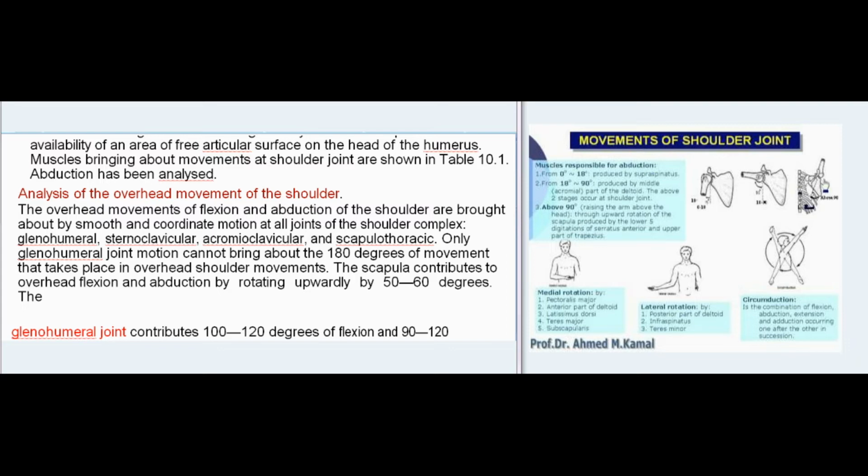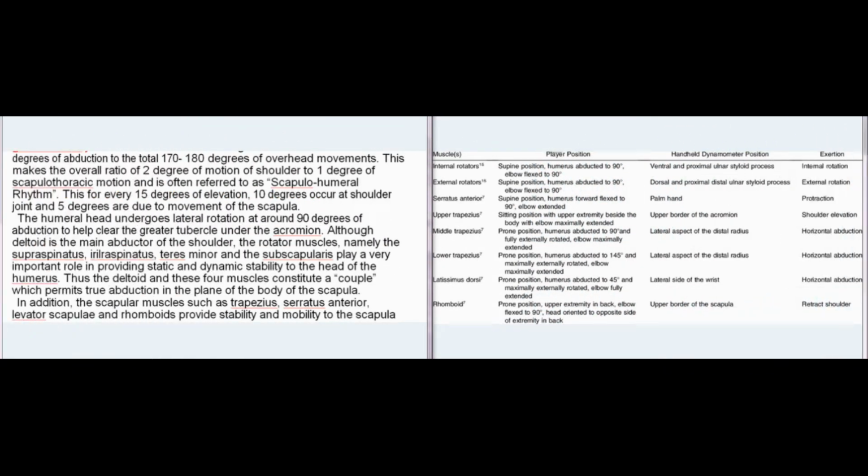The scapula contributes to overhead flexion and abduction by rotating upwardly by 50-60 degrees. The glenohumeral joint contributes 100-120 degrees of flexion and 90-120 degrees of abduction to the total 170-180 degrees of overhead movements. This makes the overall ratio of 2 degrees of motion of shoulder to 1 degree of scapulothoracic motion and is often referred to as scapulohumeral rhythm.